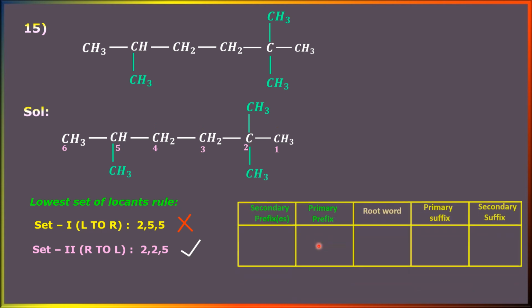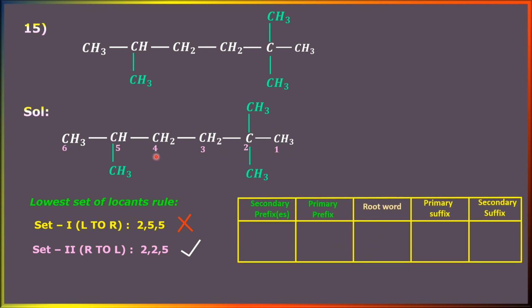Okay. So root word 6 carbon atoms are there, so it is hex. Primary suffix only carbon carbon single bonds are there in the parent chain, so it is ane. Next, methyl groups, these are the substituents or secondary prefixes. So the name of this compound is, see here, 2 comma 2 comma 5 trimethyl hexane. 2 comma 2 comma 5 trimethyl hexane.